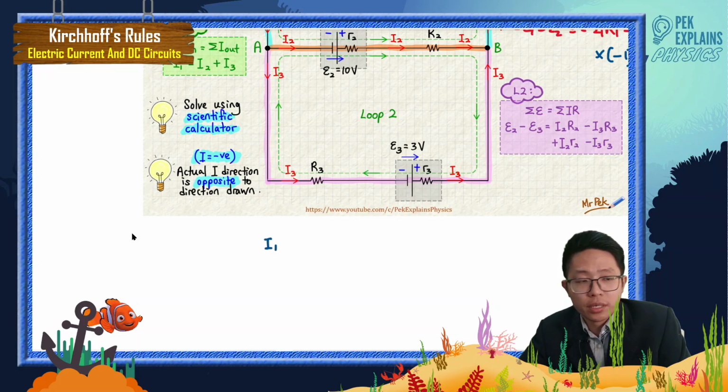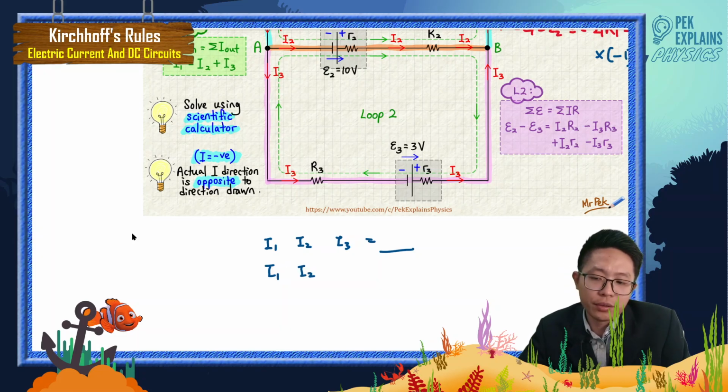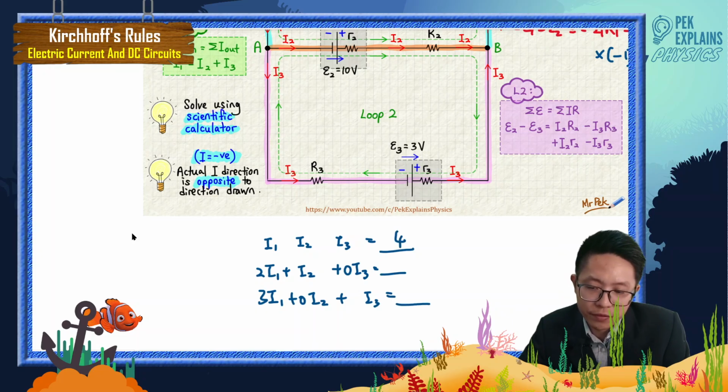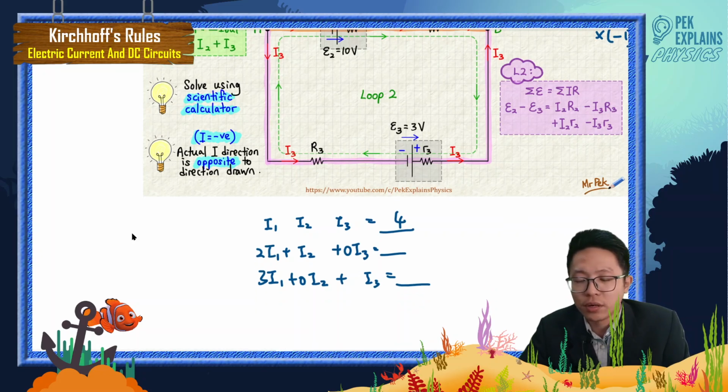I arrange by sequence I1, I2, I3, and then equal to what number? Below also I1, I2, I3. Sometimes I don't have the I3, I just put 0, I3. And then the third equation, let's say I don't have the I2, I just put 0, I2, and then I3. It has values here, maybe 2I2, maybe 3I. Just arrange in sequence, and this is the number behind here. Let's say number 4.